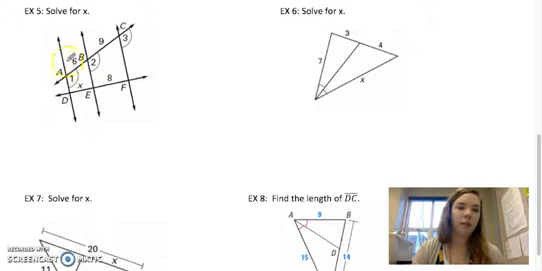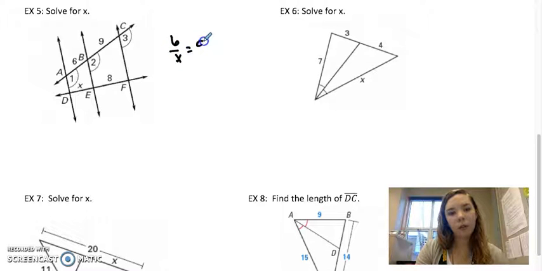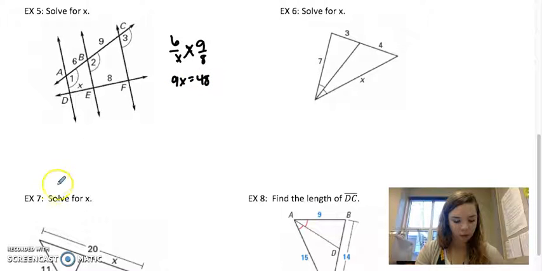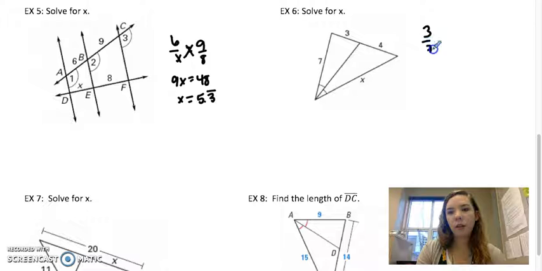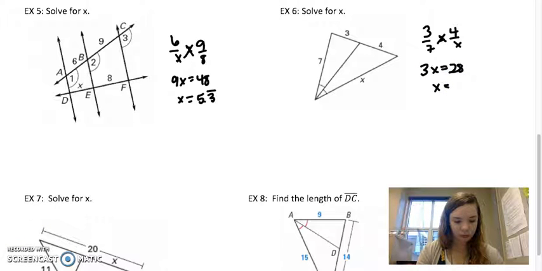All right, solve for x. So I need this length, so I can do 6 over x equals 9 over 8. So I have 5.3 repeating. Solve for x. Since we have these two angles are the same, we know that this triangle would be proportional to this triangle. So you have 3 over 7 equals 4 over x. So x is 9.3 repeating.